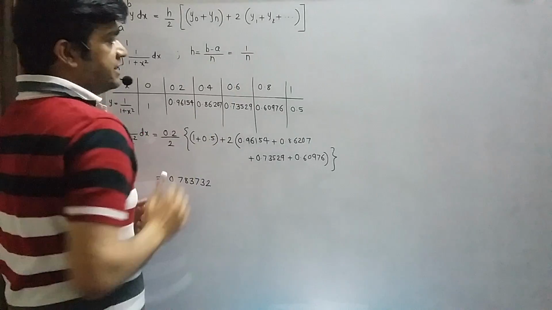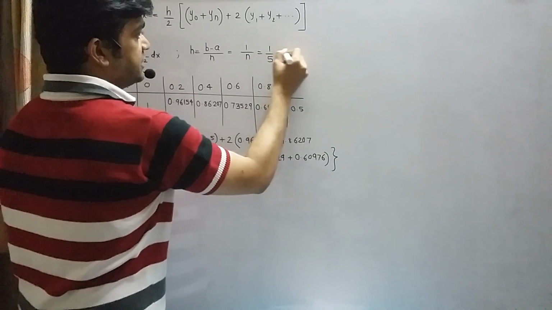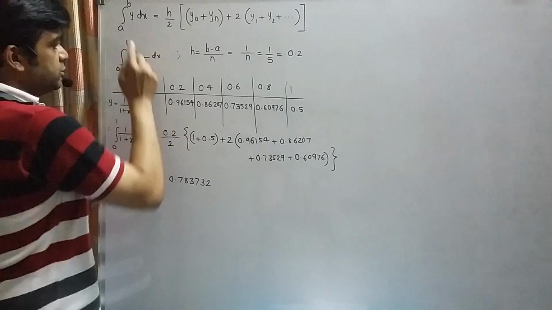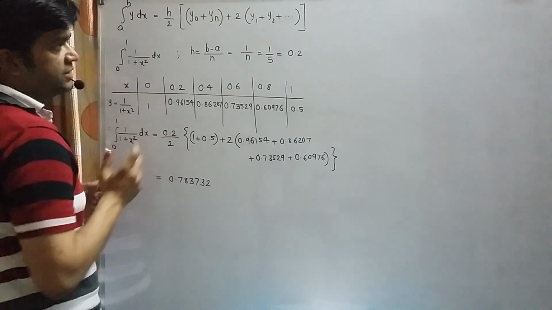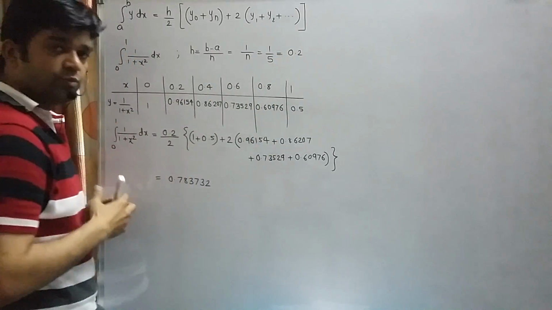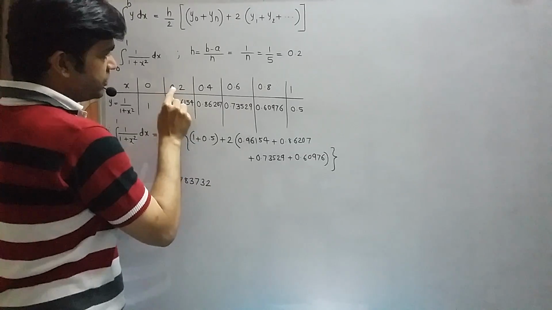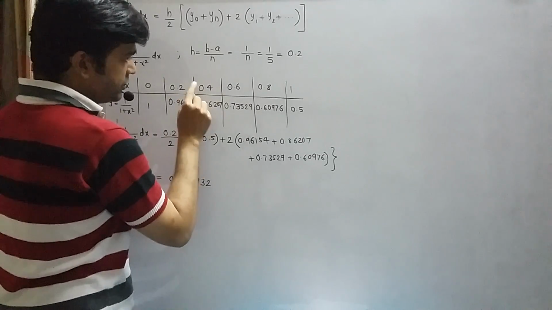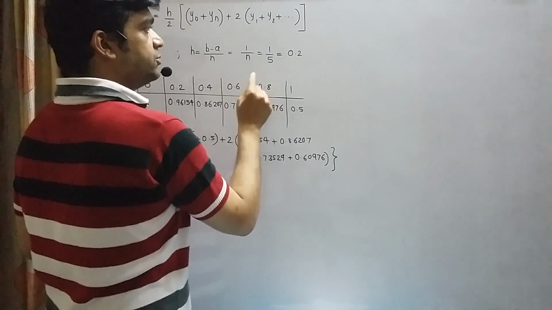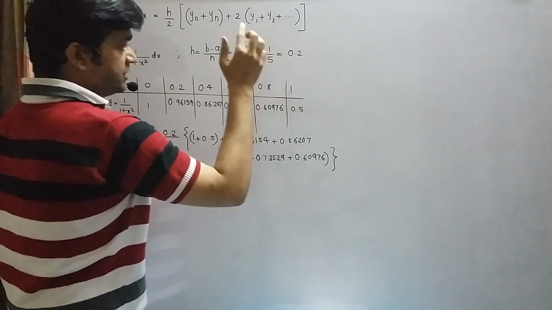Now, if I take, say, n is 5, then width of each interval is going to be 0.2. So this interval 0 to 1 is divided into 5 sub-intervals, each having width 0.2. So it will be 0 to 0.2, then 0.2 to 0.4, then 0.4 to 0.6, 0.6 to 0.8, and 0.8 to 1. Note that width of each interval is 0.2.